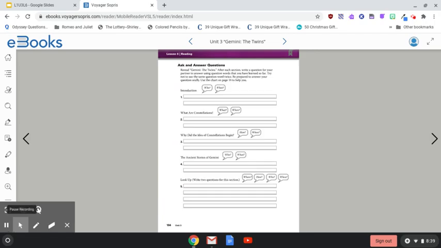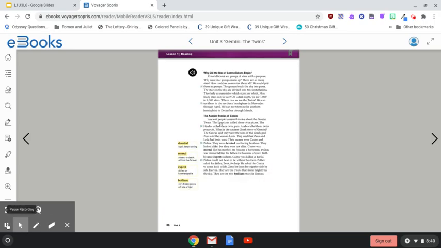Now turn back to page 104. Choose a different question word. Try using how or when. Write the question on the page. Be prepared to answer your question. Now return to page 86. Let's continue reading. Read the ancient stories of Gemini. Let's begin.